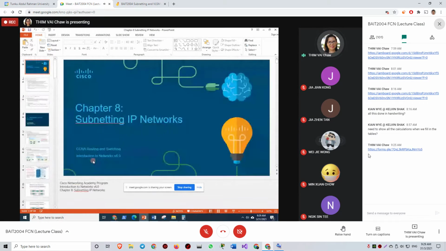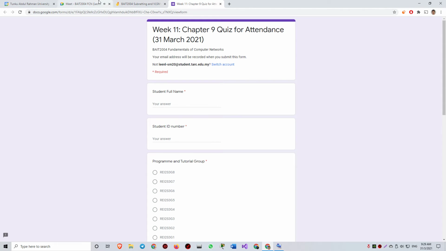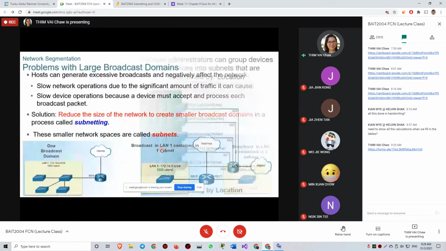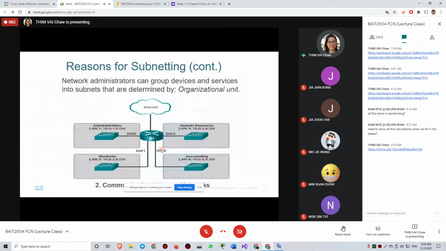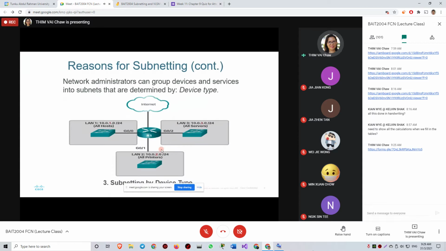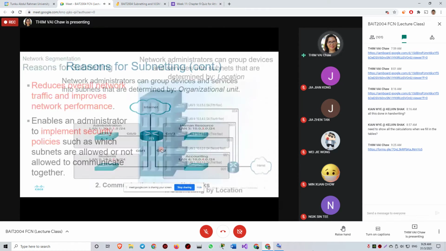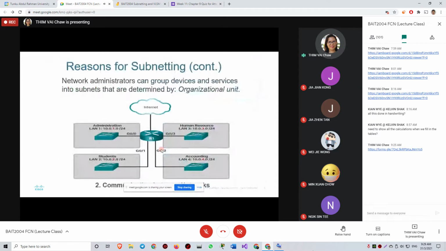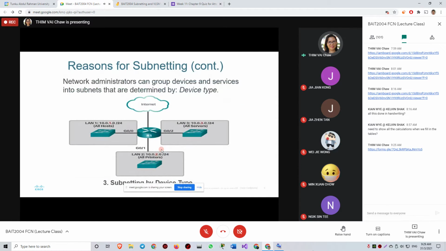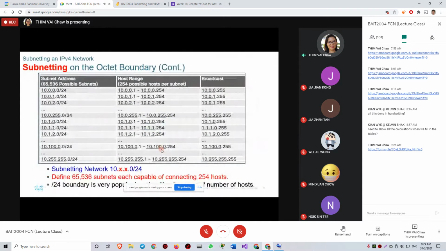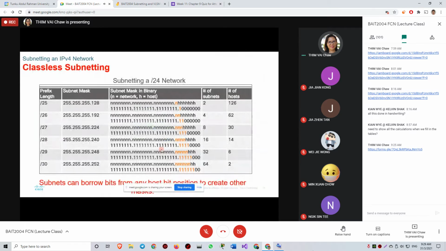Anyhow, we just go through chapter 8, subnetting IP addresses. I already told you about the broadcast domain, why we need to subnet, and the reasons, and how to do subnetting according to different units, devices or locations. It can be based on location, organization unit, or device type. The binary value I already explained 2 weeks ago.